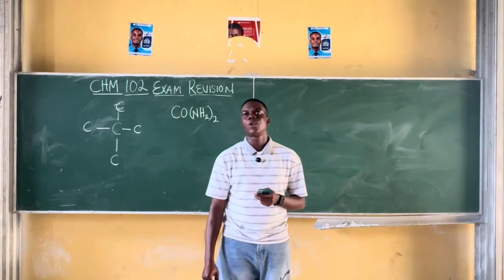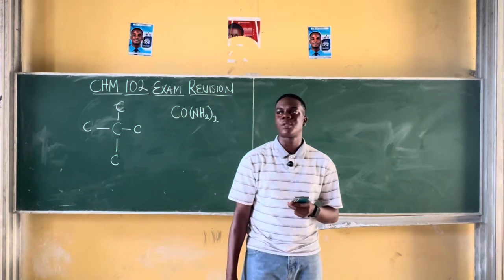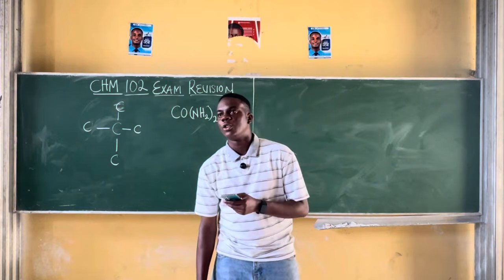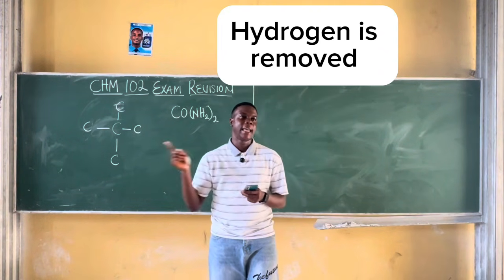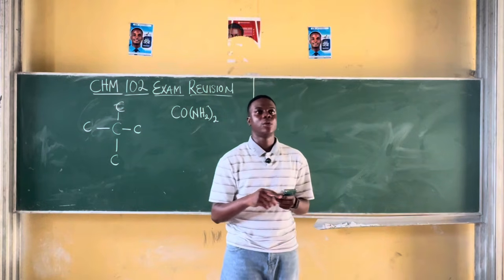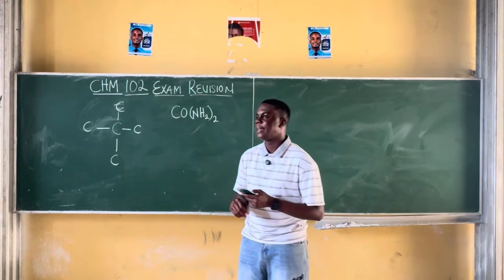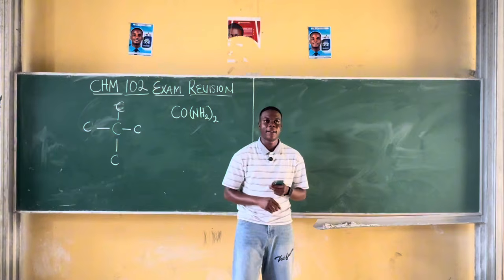Now, alkanes undergo a type of reaction we call a substitution reaction, where a hydrogen is removed and replaced with a halogen. Okay? So halogenation of an alkane is a substitution reaction.